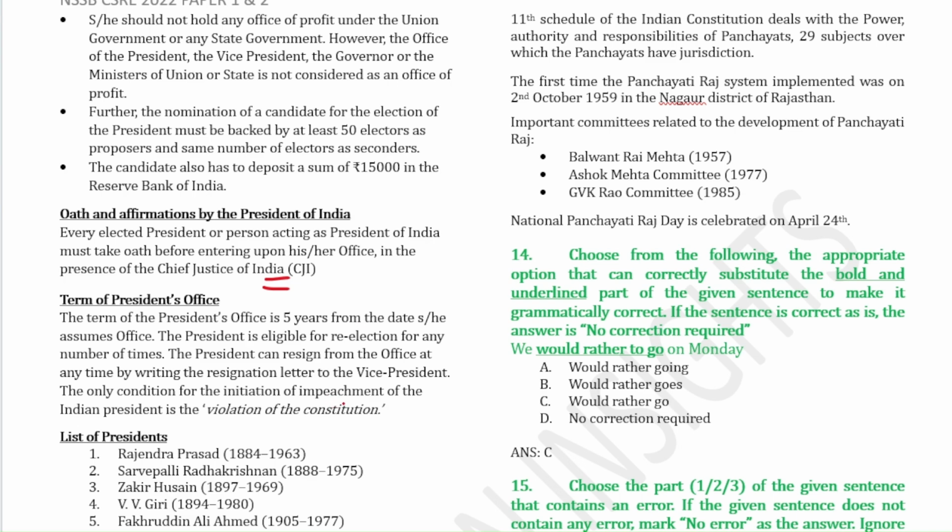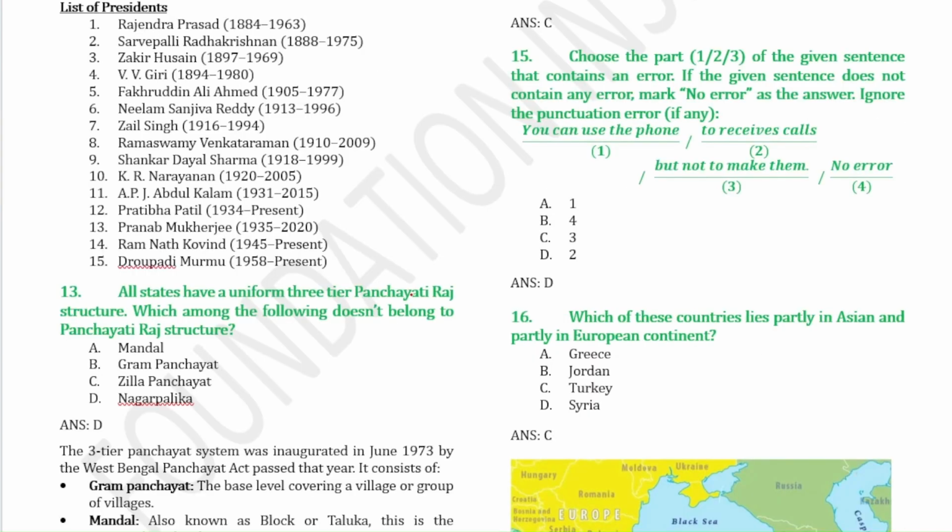And if the president wants to resign from the office, he or she must present the resignation letter to the vice president. The only condition for the initiation of the impeachment of the Indian president is the violation of the constitution. So here is the list of the presidents. At least you have to know the first 4 and then our current president of India. Pratibha Patil was the first woman president of India, and Draupadi Murmu is the first tribal president of India. So these few names you have to know.